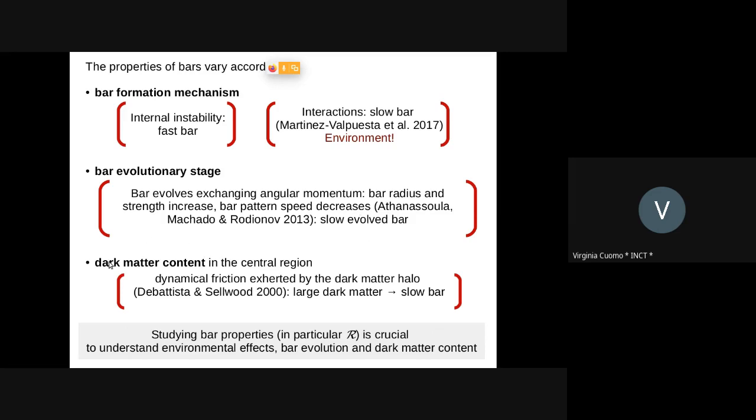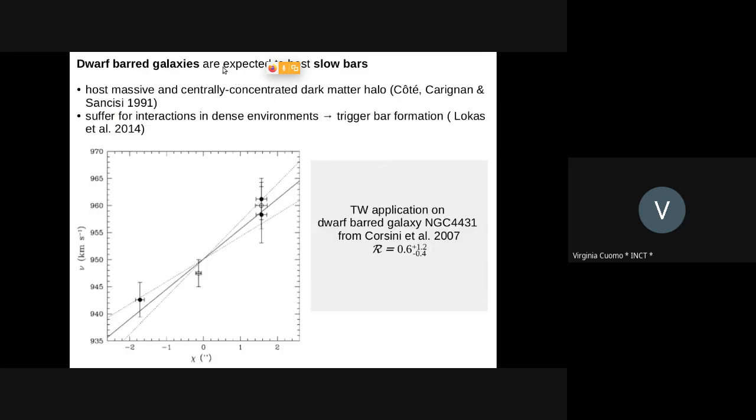And finally, the dark matter content in the central part of the galaxy may also play a role, and in particular may slow down the rotation of the bar through dynamical friction. So studying the bar properties, and in particular the bar rotation rate, is crucial to understand the bar formation mechanism, the evolutionary stage of the bar, and also the dark matter content. Here in particular, we are interested in understanding the role of the environment in triggering the formation of the bar. So why do we want to study dwarf barred galaxies?